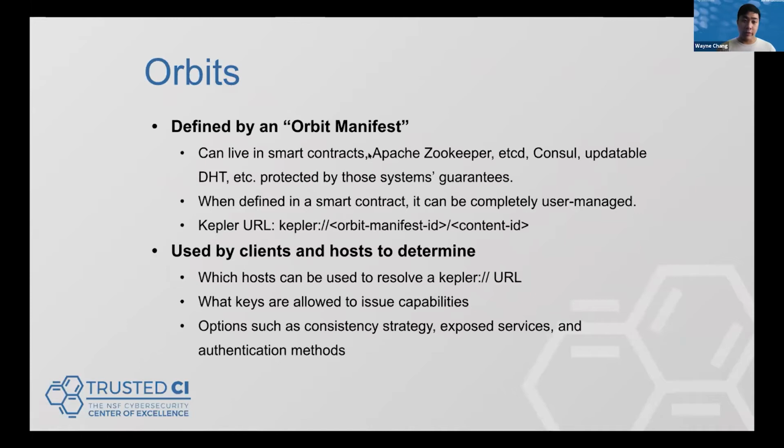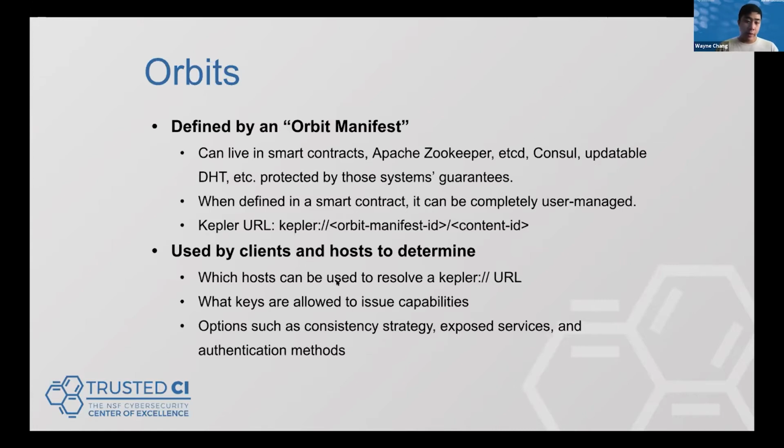So what are orbits? These data buckets, they're defined by a so-called orbit manifest. They can live in smart contracts on blockchains, data stores with logically centered storage like Zookeeper, even Consul, and it's protected by those systems' guarantees. We want that censorship resistant element of it so that we can update who's in charge of the orbit. And if it's defined in a smart contract on a public blockchain, then only the user with a key can update the smart contract, including a list of what hosts are allowed to replicate the data. That's where we get self-sovereign storage from. Imagine if by your key, you could govern how your data are replicated.